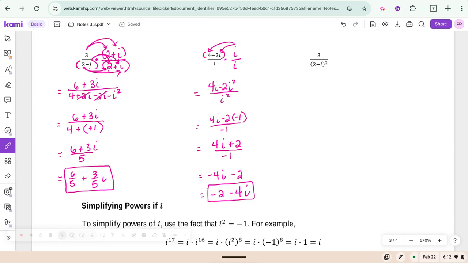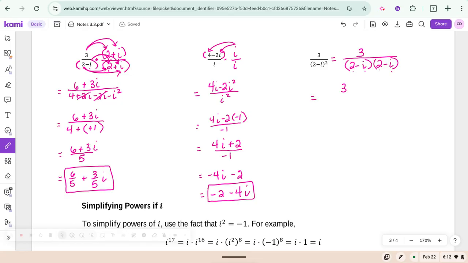In this next one, before I multiply by a complex conjugate, I'm going to need to take care of this squaring of the denominator. So this is going to require a little extra work here because I do need to go ahead and square 2 minus i. When you square something, it means to multiply it by itself. It's not as simple as just squaring 2 and squaring minus i. Because it's a binomial, I am going to need to multiply 2 and minus i times 2 and minus i.